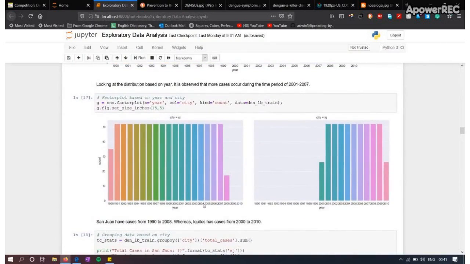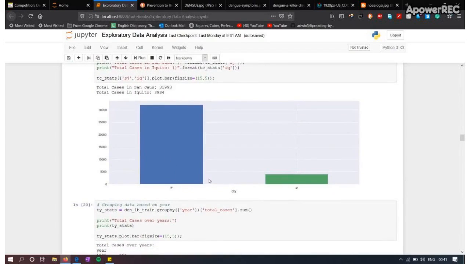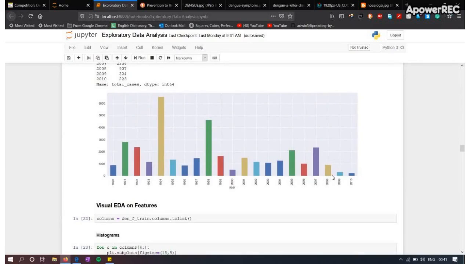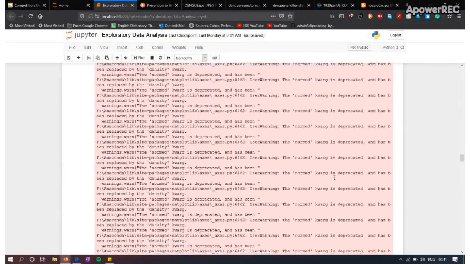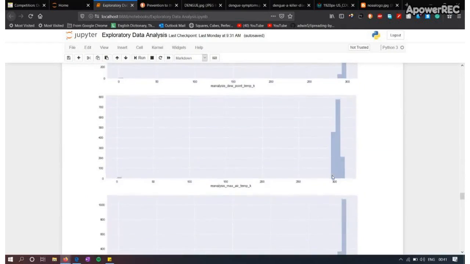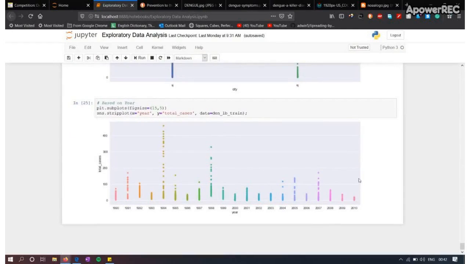We did the plot of year, city, and count, the bar plot of year versus total cases, the total count plot of total cases, the data distribution of each feature, that is the histograms. We also worked with strip plot and LM plot of various features with each other.